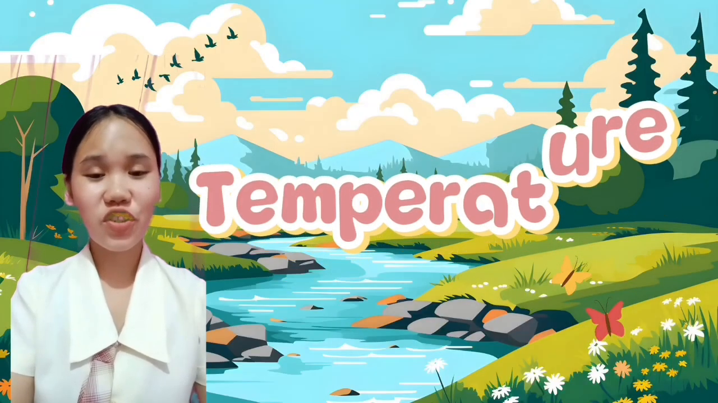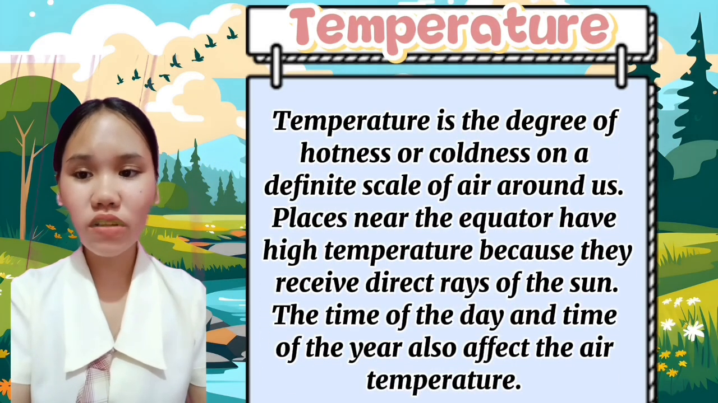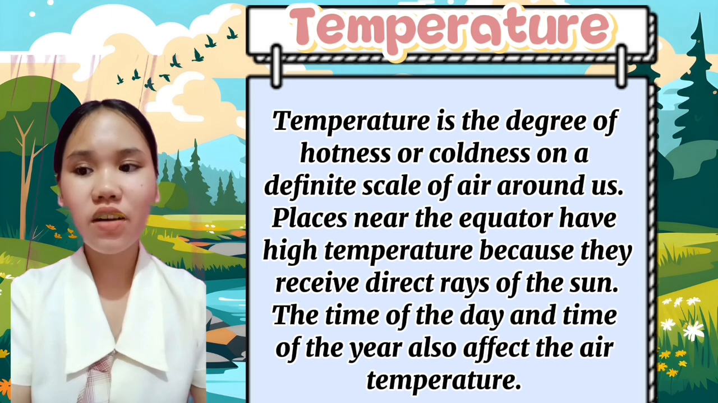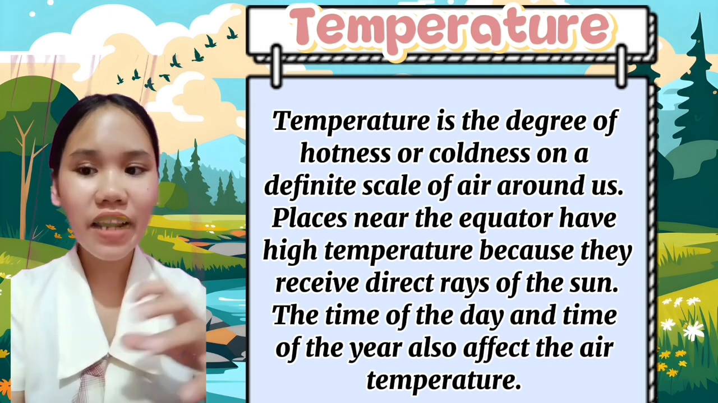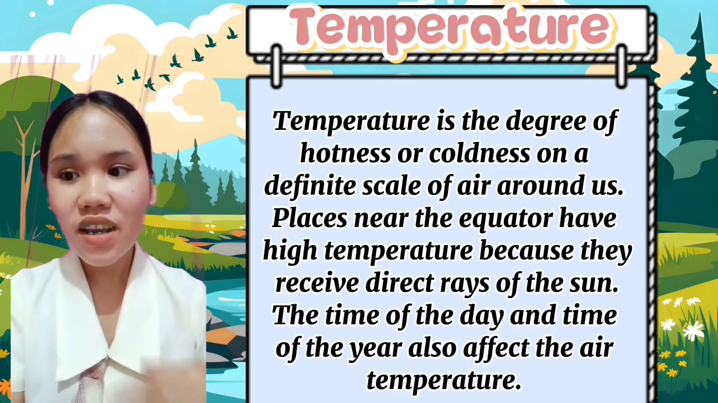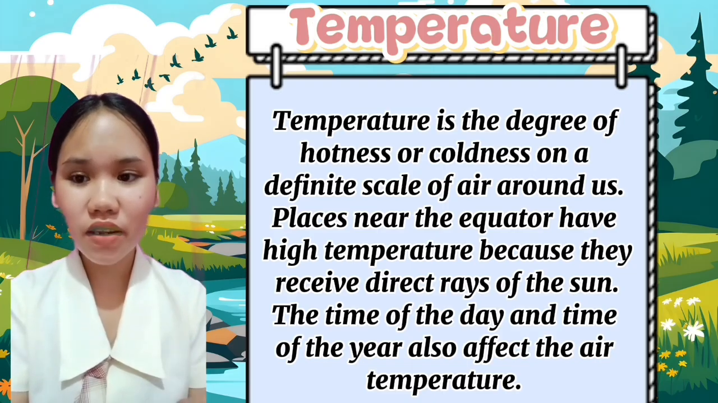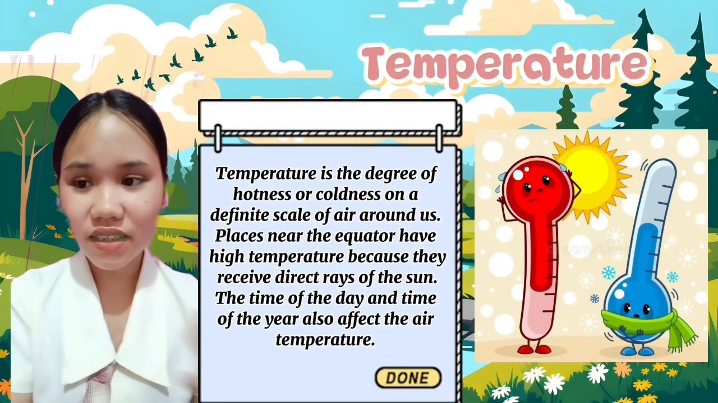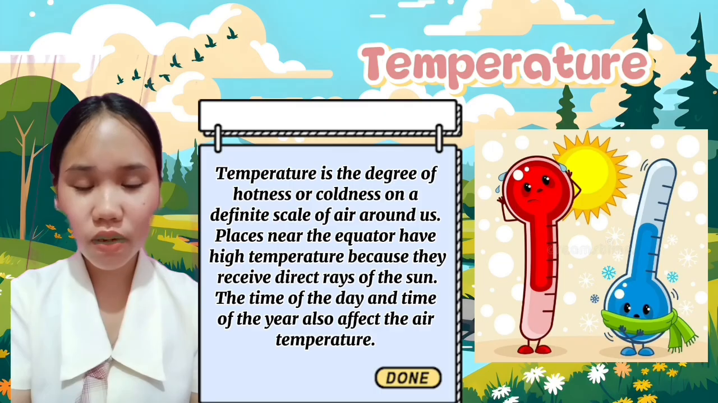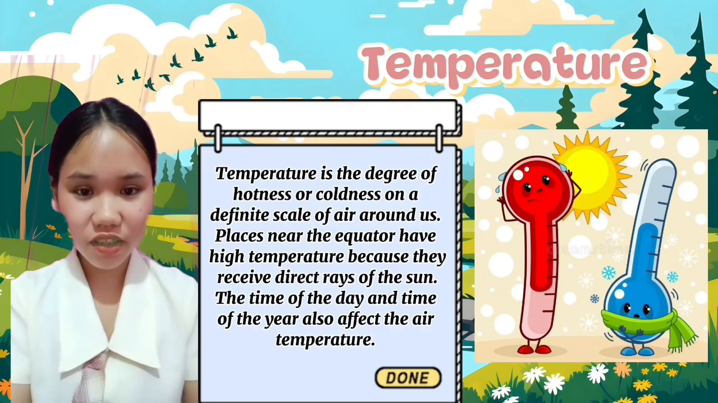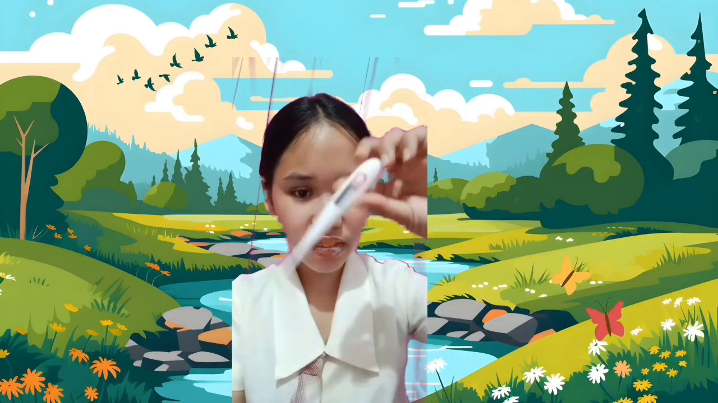One is temperature. So what is temperature? Temperature is a degree of hotness or coldness on a definite scale of the air around us. Places near the equator have high temperature because they receive direct rays of the sun. The time of day and time of year also affect the air temperature. So we use instruments to know our temperature. First is the thermometer. So I have a thermometer here. Let's wait. So this is a thermometer.